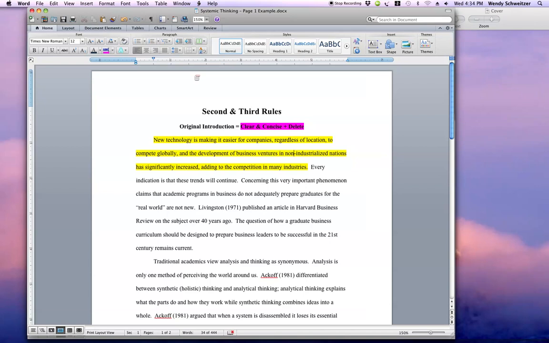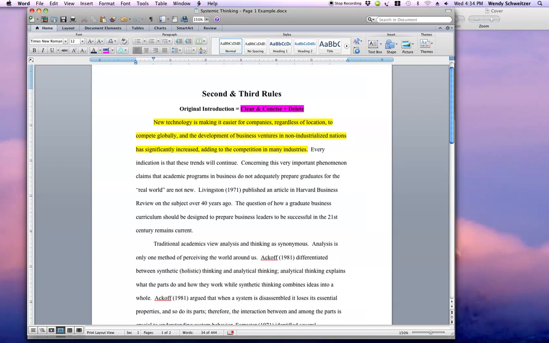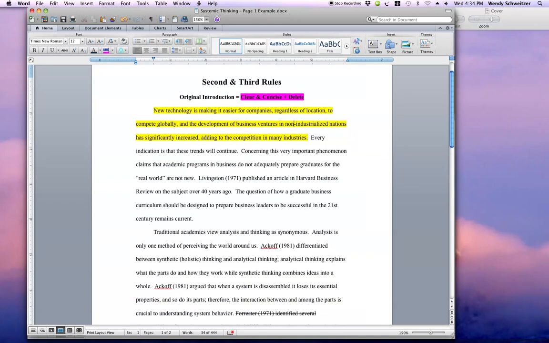All right, the second rule, clear and concise. Let's take a look at the introduction paragraph. This is page 1, and this was the first sentence of the introduction. Let me read it to you. New technologies making it easier for companies, regardless of location, to compete globally, and the development of business ventures in non-industrialized nations has significantly increased, adding to the competition in many industries.